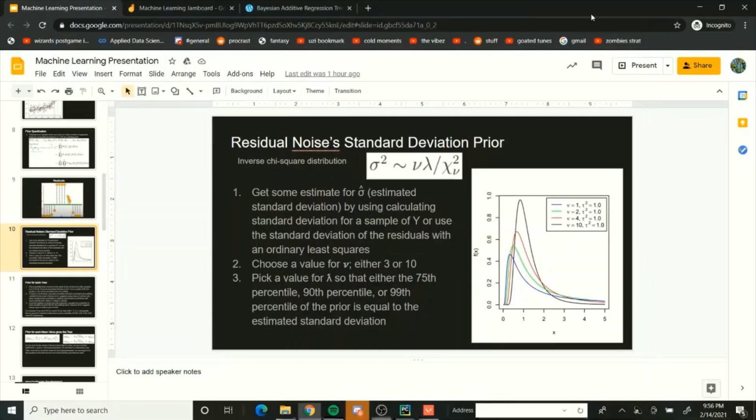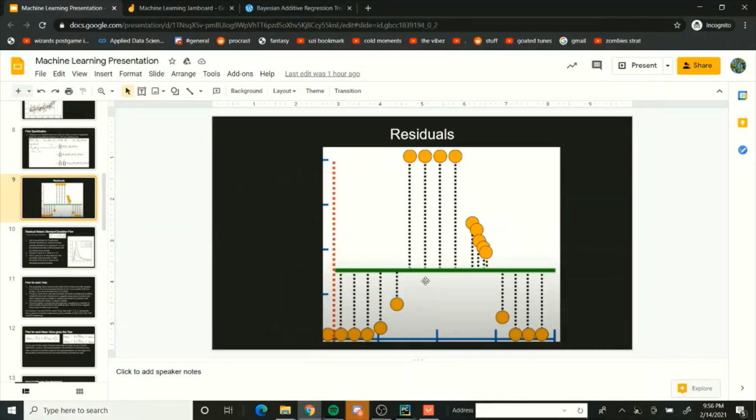Okay, so first I'm going to start off by defining what a residual is. A residual is basically the difference between a point's actual y value versus its predicted y value. So in this case it'd be the y value of a point minus the y value of the green line.